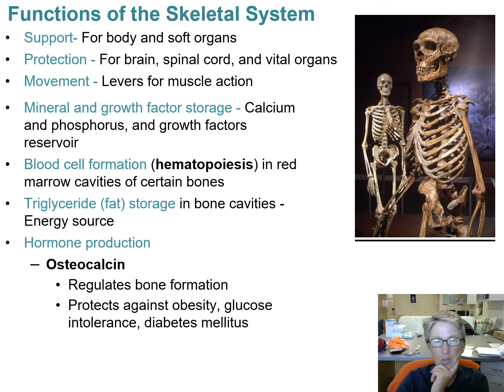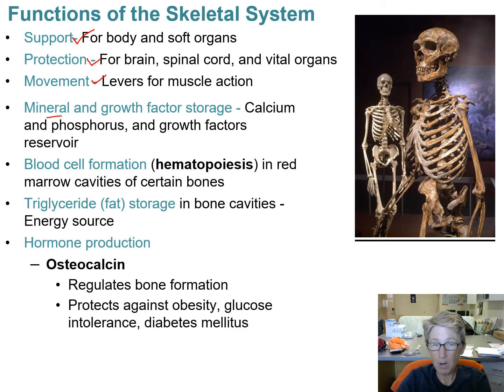All right, some functions of the skeletal system. These are pretty obvious. I think you can answer any of these questions. Why do you need a skeletal system? Support for your soft organs. You need the skeletal system to protect, for example, your brain. And the bones are levers: muscle attaches to the bone, and then you can use the bones as levers for muscle action.